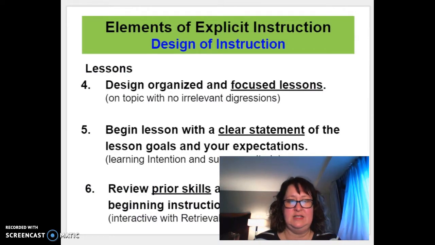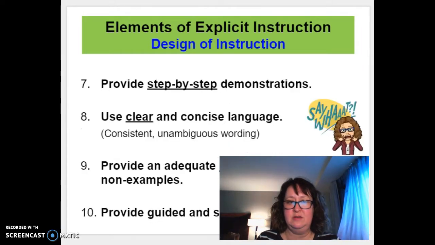All right, let's look at design of instruction. So the first thing we're going to look at is focusing on making sure our lessons are organized and focused, making sure we have that clear statement, that learning target, and that we've reviewed prior skills. We're also going to ensure that we have step-by-step directions and demonstrations, and that we're using clear and concise language. Don't use words that won't make sense to your students, and don't clutter your instruction with lots of extra words.